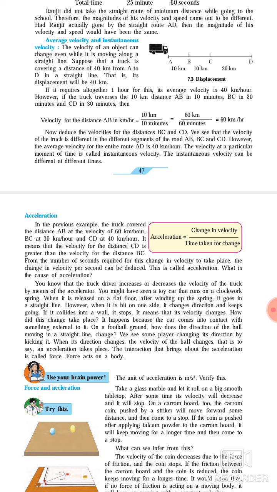How will it change? Look, A to B is 10 km, B to C is also 10 km, but C to D is 20 km. If it requires altogether 1 hour, for an average velocity of 40 km per hour to cover 40 km, the truck traveled the 10 km distance AB in 10 minutes, BC in 20 minutes and CD in 30 minutes. Now to go from A to B it takes 10 minutes, from B to C it takes 20, and from C to D how much does it take? 30. The time has changed in all three places: the first is 10, the second is 20, then 30. Time has changed, meaning obviously the velocity will change.